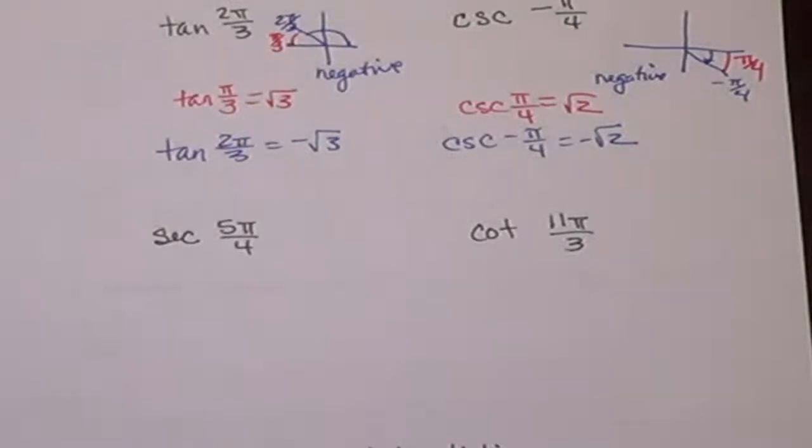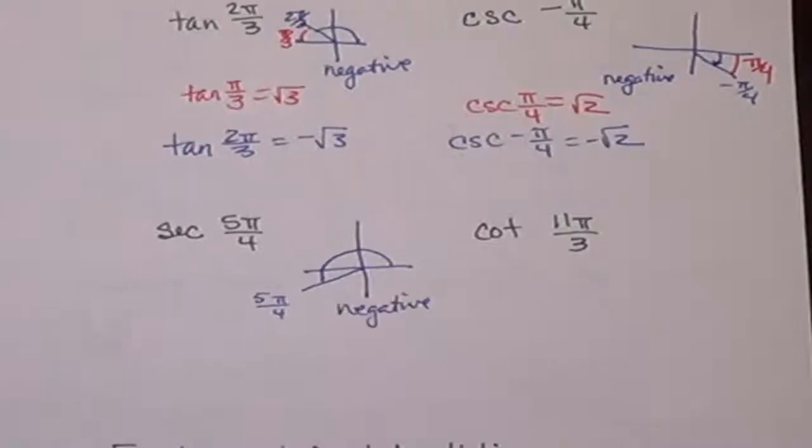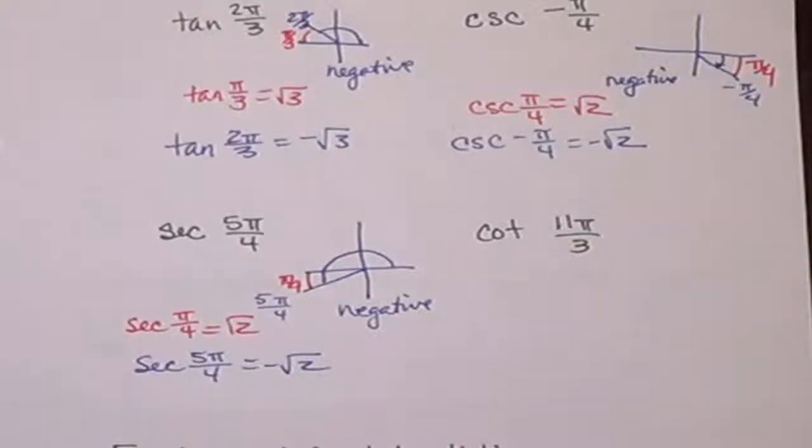Okay. Secant of 5 pi over 4. So again, we're first going to find which quadrant it's in. We see it's in the third quadrant. Secant again is our reference. Secant of pi over 4 is again root 2. So our secant of 5 pi over 4 is a negative root 2.